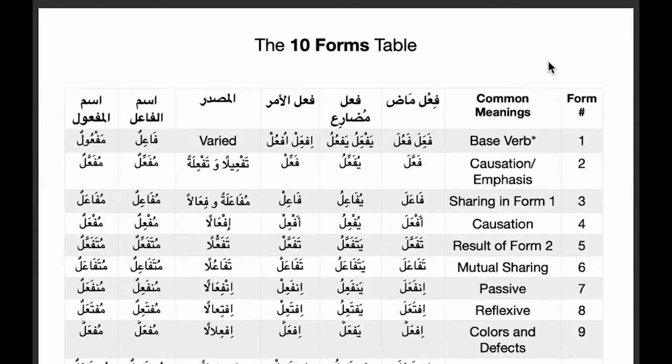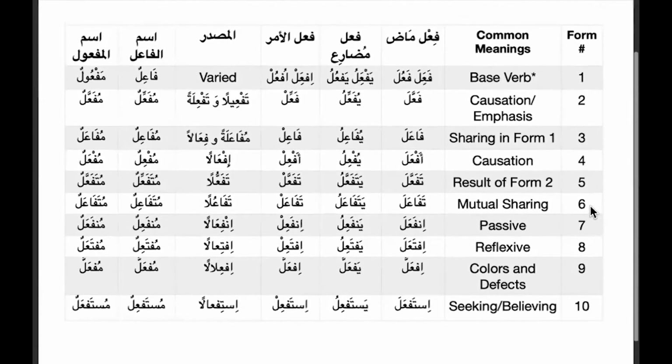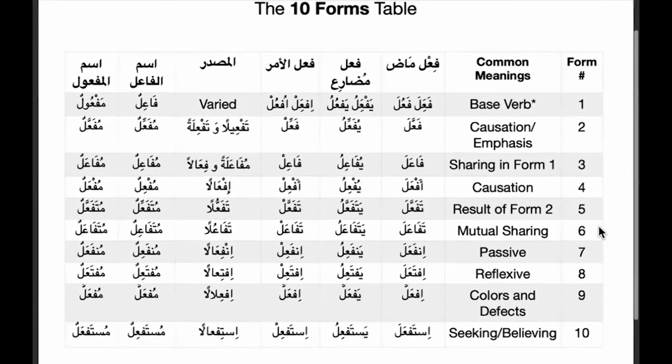So let's look at this table. Now, the first thing, when we say the 10 forms, form 1, form 2, form 3, form 10, this numbering of the forms is not native to Arabic. It's something that was added for Western learners of Arabic. Okay, so it's something that the Orientalists added to help us learn Arabic. And so we need it.